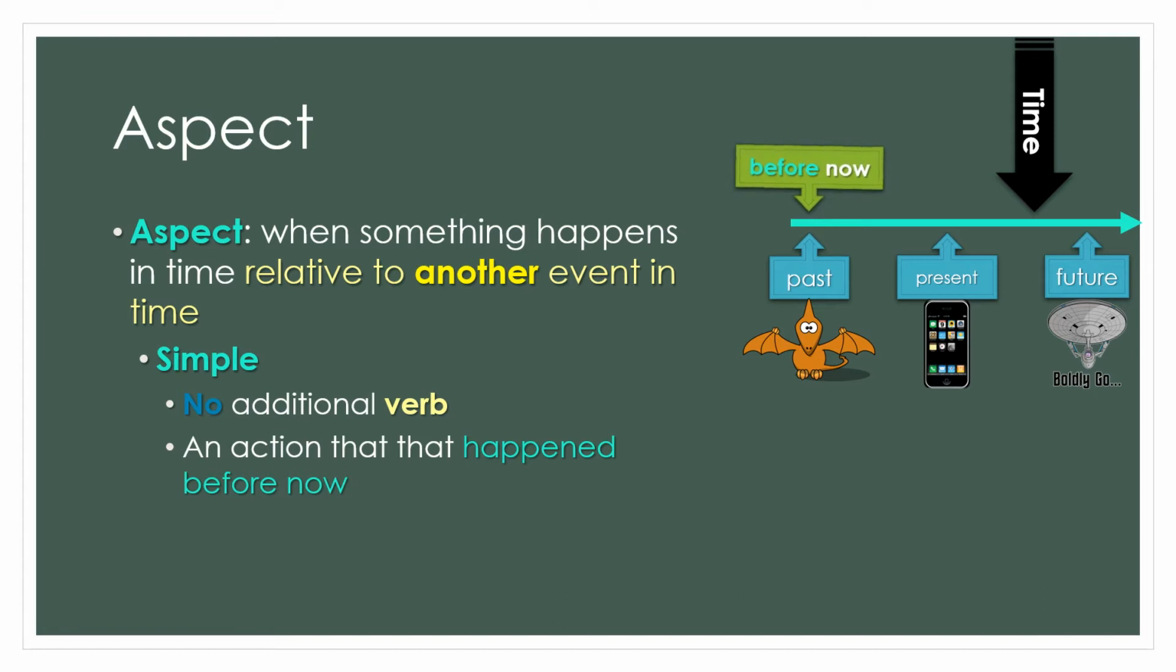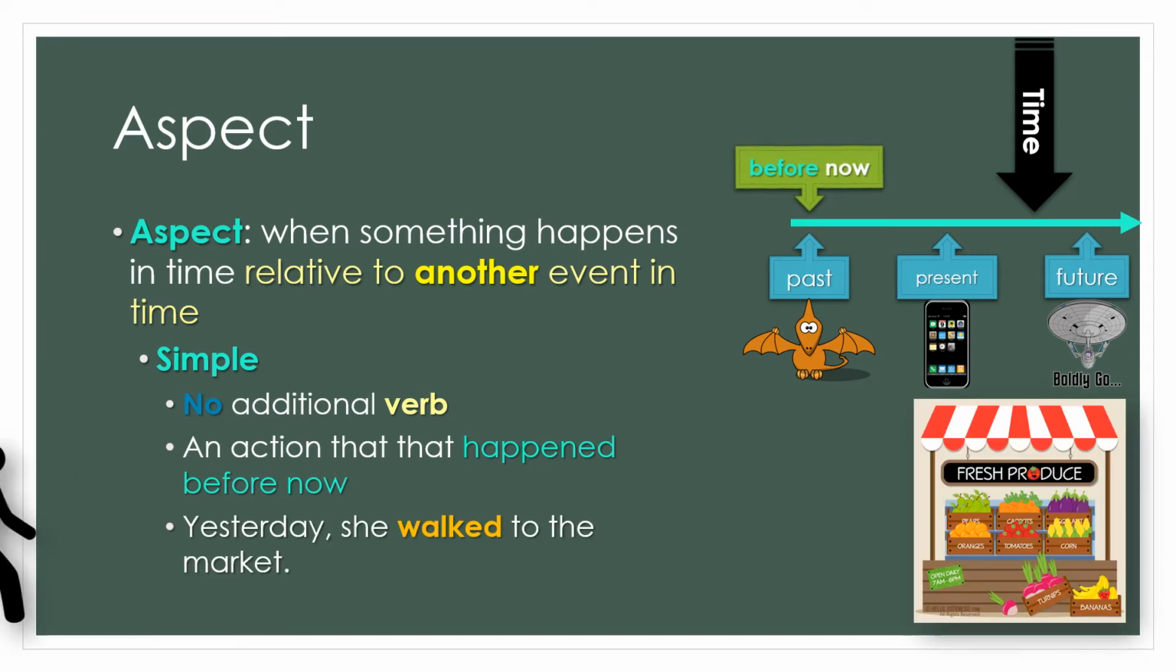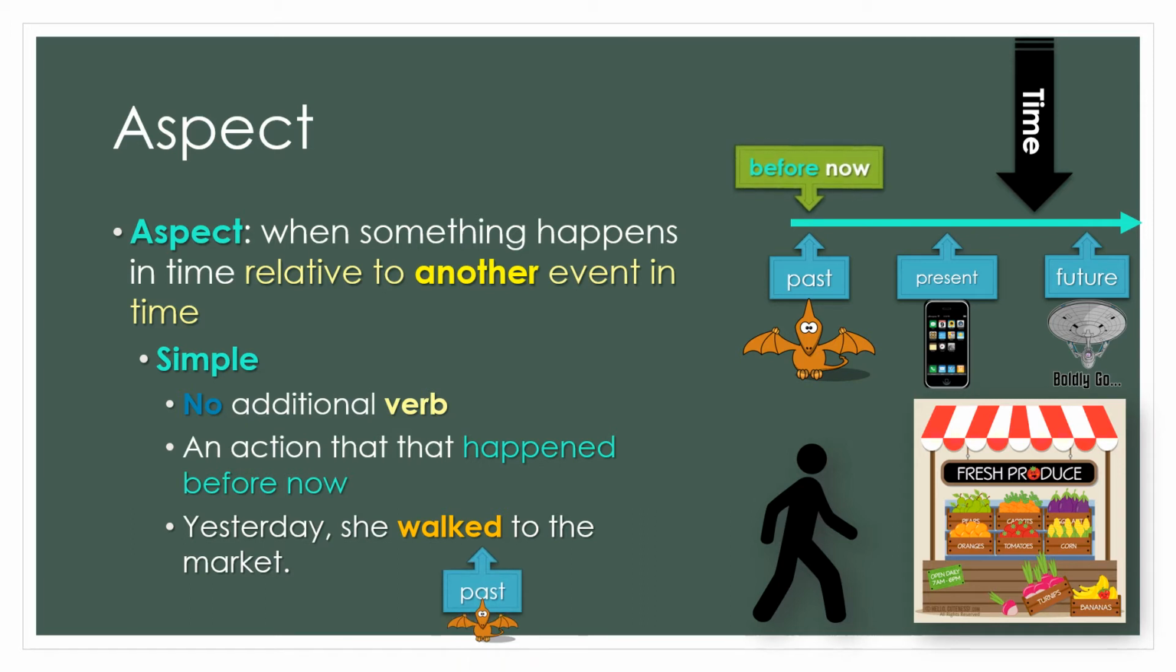Simple past is an action that happened before now. For example, yesterday she walked to the market. Walked is the past simple. There is no additional verb.